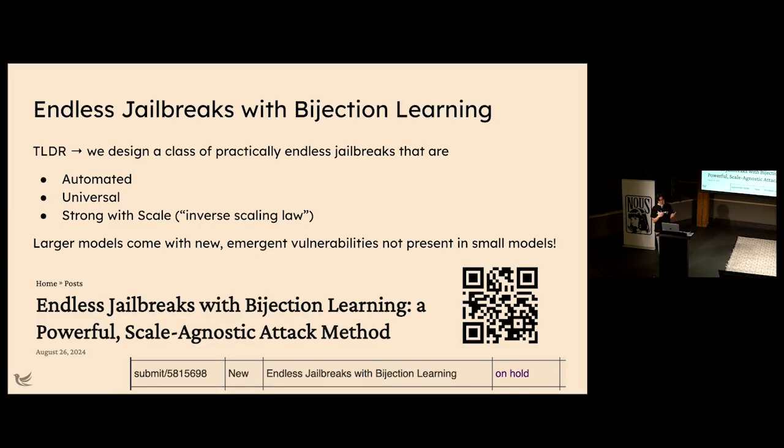Some things to call out: our attack method is fully automated. It is universal up to a very strong degree. And it also exhibits a really curious property, which is an inverse scaling law. The more powerful and capable your underlying model is, the more vulnerable to our attack it becomes.